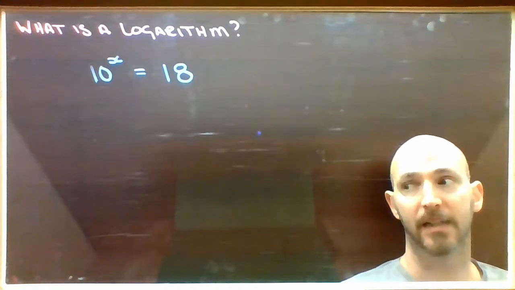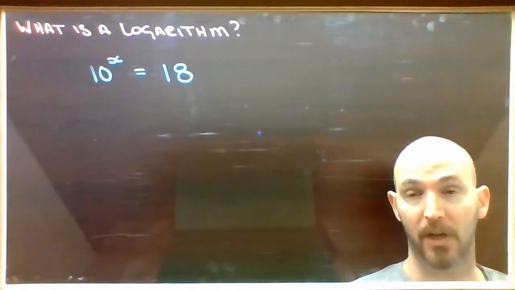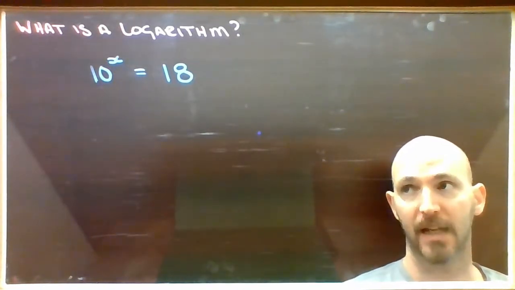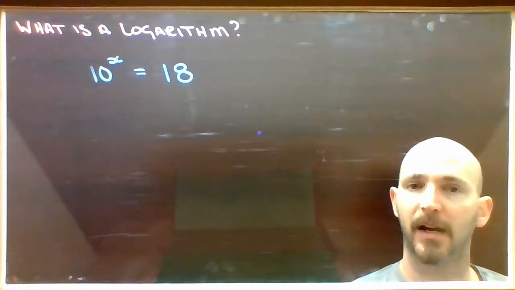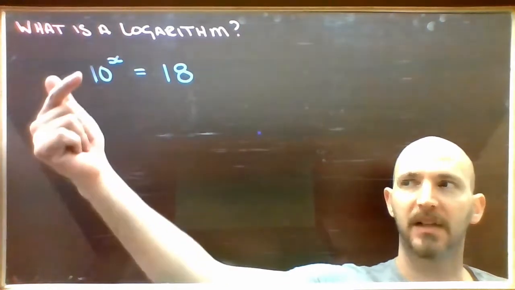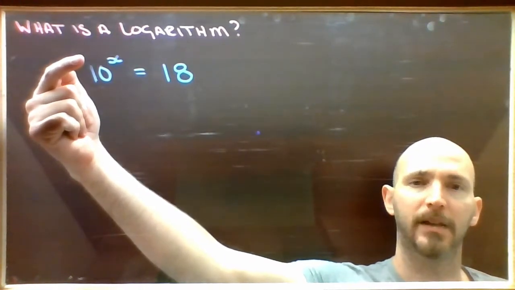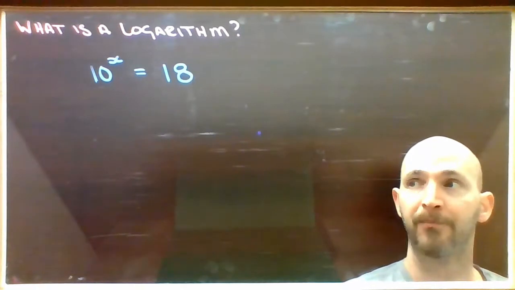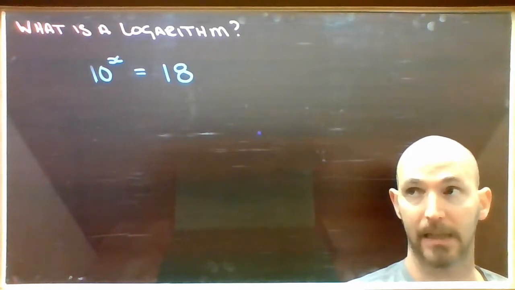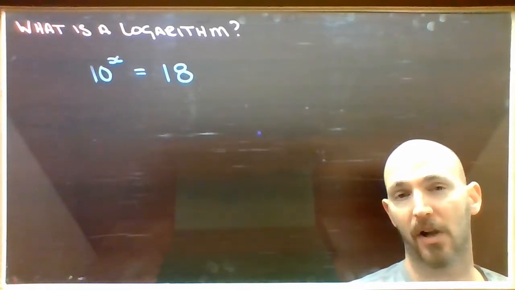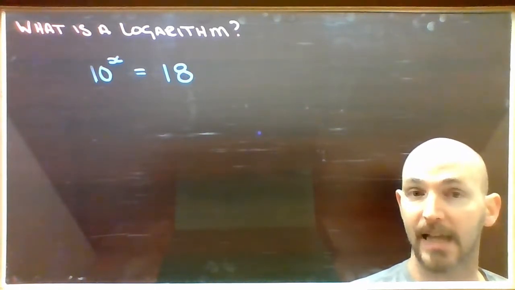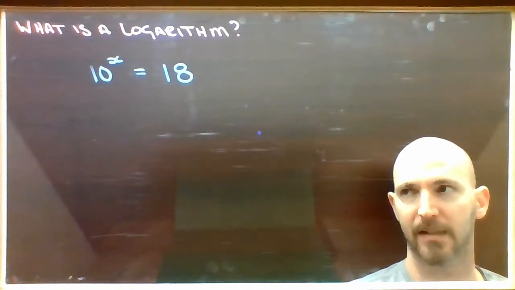So to use this in a more familiar algebra type context, I'm going to start with a question like this. 10 to some exponent equals 18. Now, 10 to the power 1 is 10, and 10 squared is 100. So I'm expecting a number between 1 and 2 as my answer. But up until this point, you have no actual way of calculating that. So now that the logarithm has been introduced to you, you're going to be able to use that button on your calculator to get exact answers without having to do any of the guessing and checking.